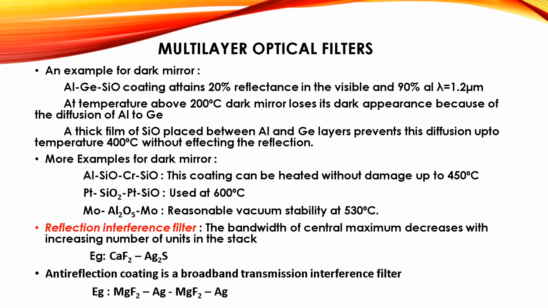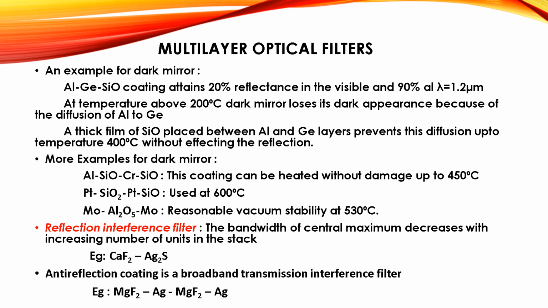An example for dark mirror: aluminium, germanium, silicon oxide coating attains 20% reflectance in the visible and 90% at lambda equal to 1.2 micrometer. At temperatures above 200 degrees Celsius, dark mirror loses its dark appearance because of the diffusion of Al to Ge. To avoid this diffusion, a thick film of SiO is placed between these two layers, up to a temperature of 400 degrees Celsius, without affecting the reflection. More examples for dark mirror are given and their specifications are also given.